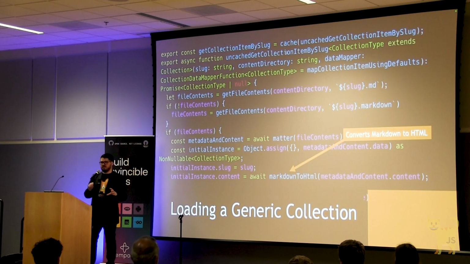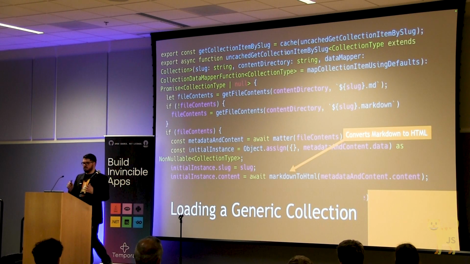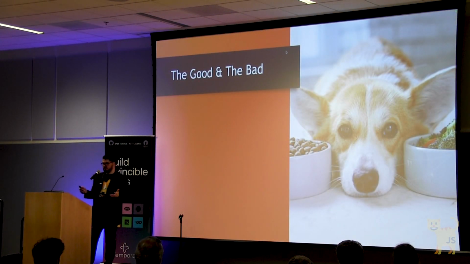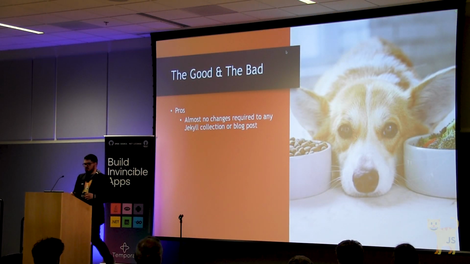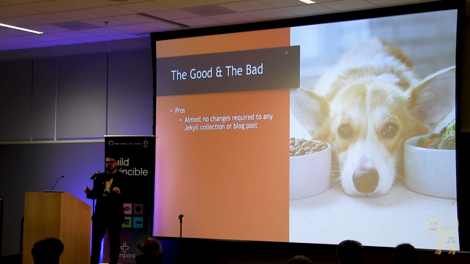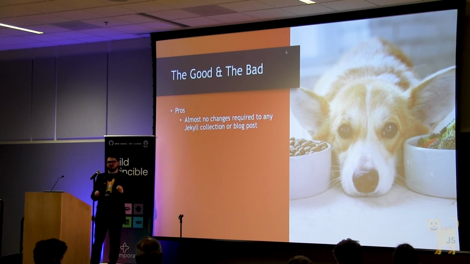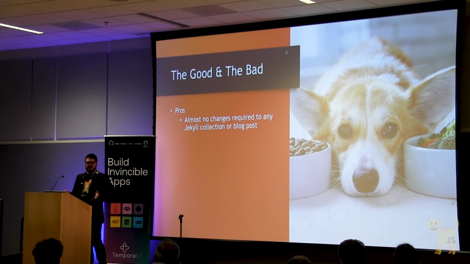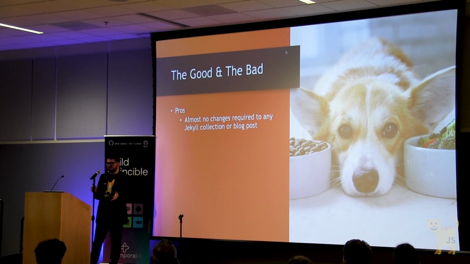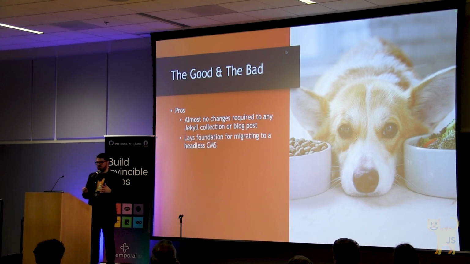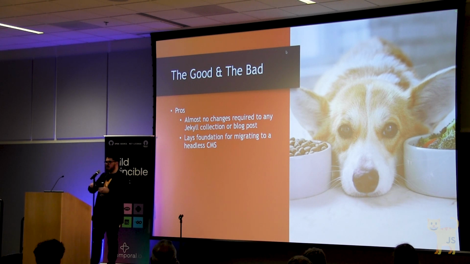And there are a few different libraries that ended up getting used to handle the markdown. There are lots out there. So again, pros and cons of this approach. Pros, almost no changes were required to any Jekyll collection or blog post. I think there was a description I needed to add to a few blog posts that didn't have one. I could have checked to see if it was there, but it was honestly easier for me to add it to 6 files than to handle it sometimes being there. And it laid the foundation for migrating to a headless CMS, which is where I want to take this next.